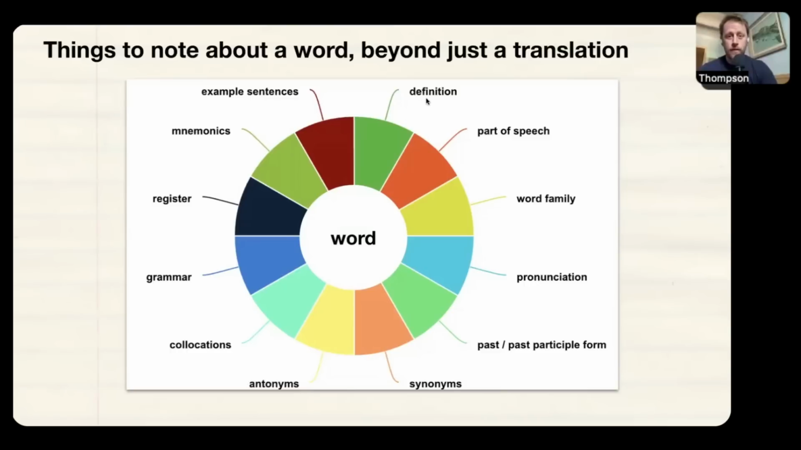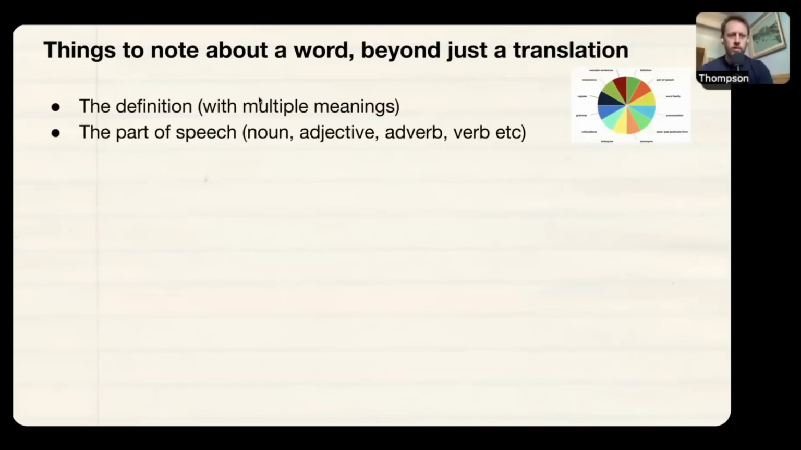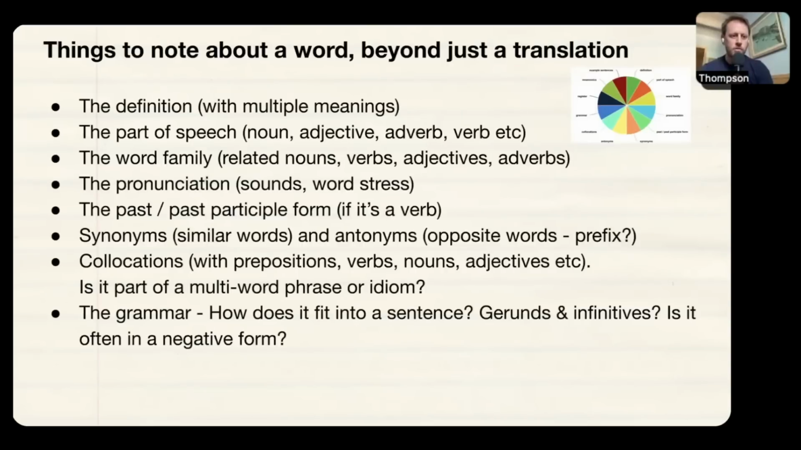So you've got the definition, of course, the part of speech. Is it a noun, a verb, an adjective, an adverb? The word family. So what are the other related words? The related noun, verb, adjective, and so on. The pronunciation. If it's a verb, the past or past participle form. Synonyms of this word or phrase. As I said before, opposites, collocations, the grammar, how it fits into a sentence. The register, is it formal, informal? Is it slang? Mnemonics to help you remember it, and example sentences, which is really important. So, this is all the stuff I just said.